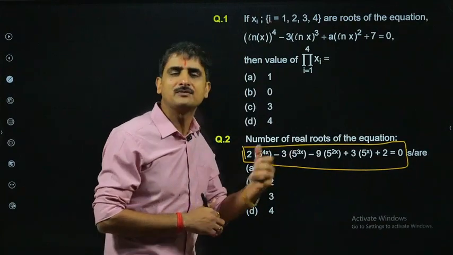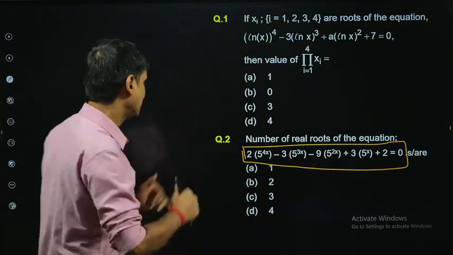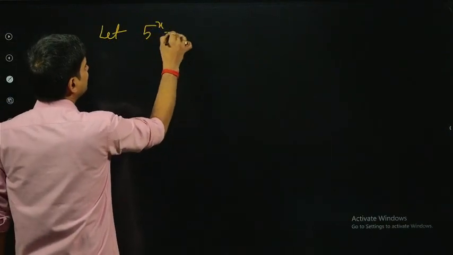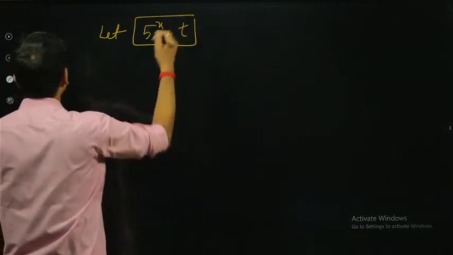equation represent a proper polynomial? Answer is no, but of course we can convert it to a polynomial by replacing 5 raised to the power x by t here. So let's do it.